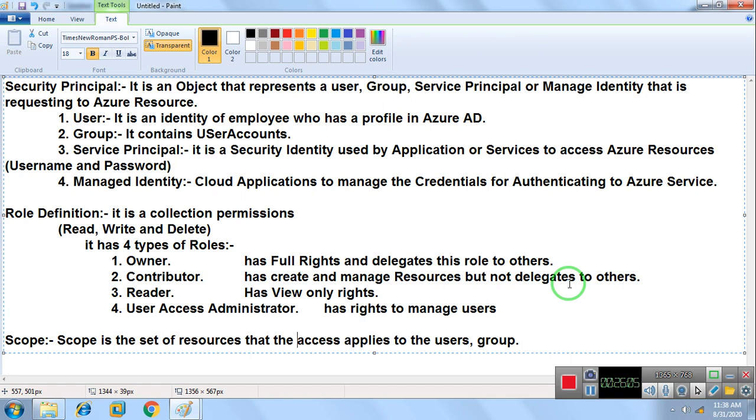I'll cover some part of the theory in this lecture. In my upcoming lecture I'll cover the next part of the theory, as some theory is left. I'll also show you how we can apply RBAC on a particular user, how we can create role definitions, how we can create role assignments, and how we can apply the role to the particular user in subscription based, resource group based or resource based access.